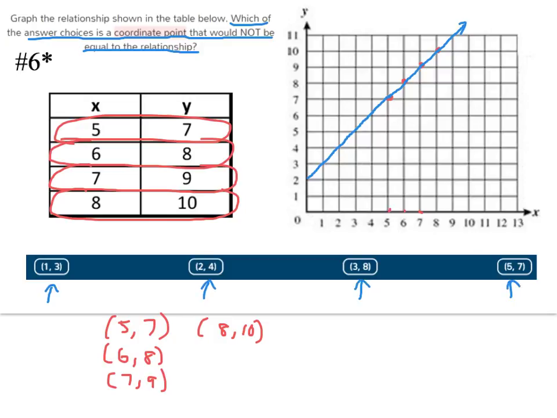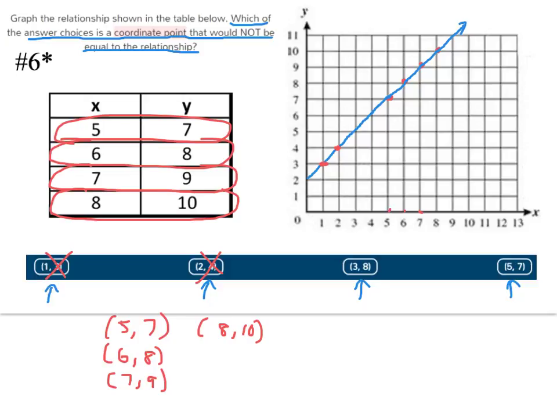So let's go ahead and graph the first one, 1, 3. 1 on the x-axis, 3 on the y-axis. So that one works. So that can't be an answer. Let's go to 2, 4. 2 on the x, 4 on the y. That one works. It's on the line. So that can't be an answer.